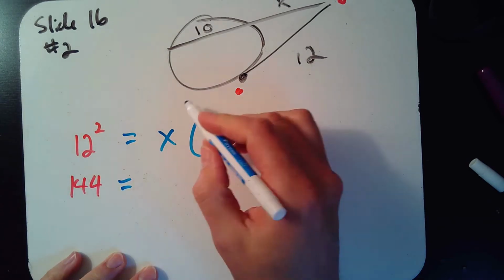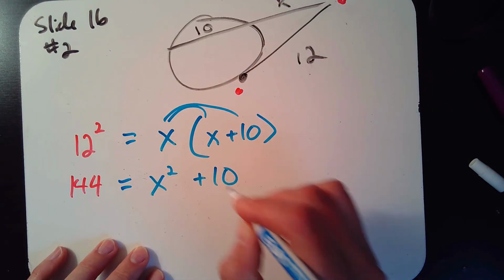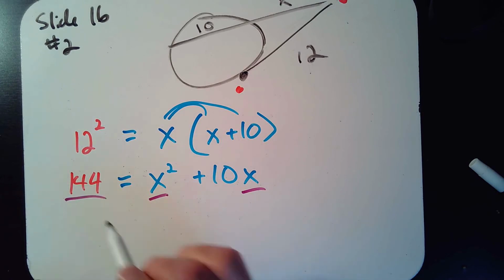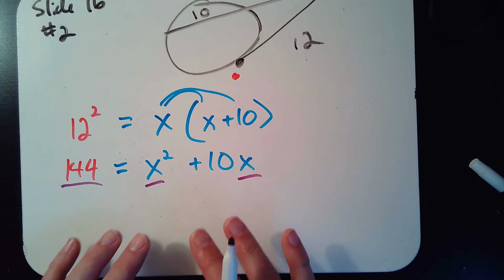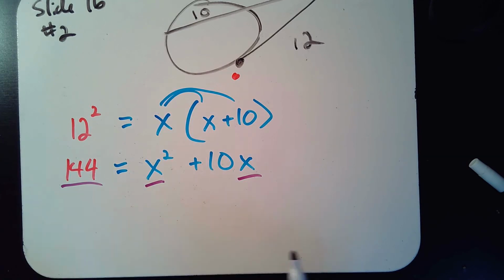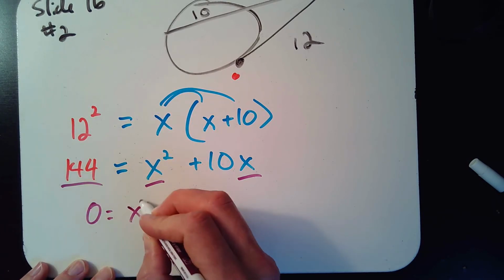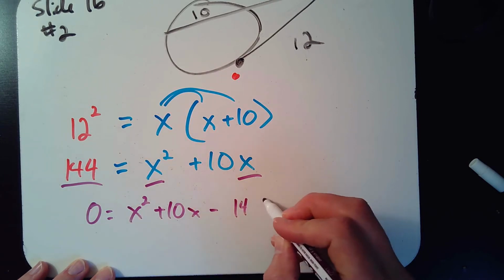And then on the other side, I'm going to distribute x in. So x squared plus 10x. If you remember in the previous video, I said, look at what you're given here. I've got an x squared term, I've got an x term, and I've got a constant. So just a number. With these three things, I know that I need to factor like I did in the previous one. So get everything to one side where the x squared term is positive. So it's going to be x squared plus 10x minus 144.